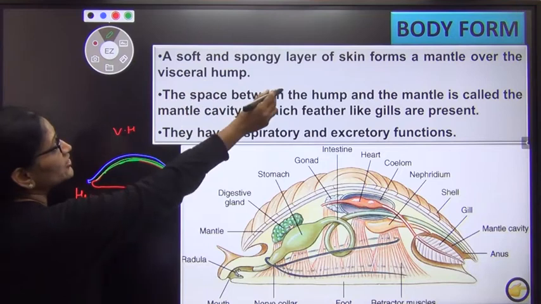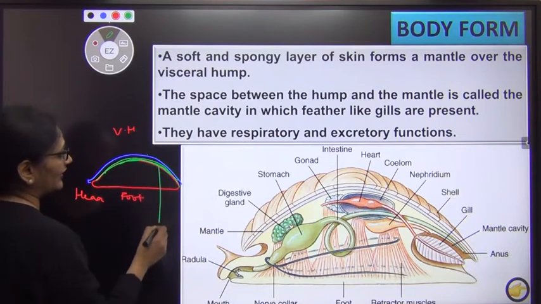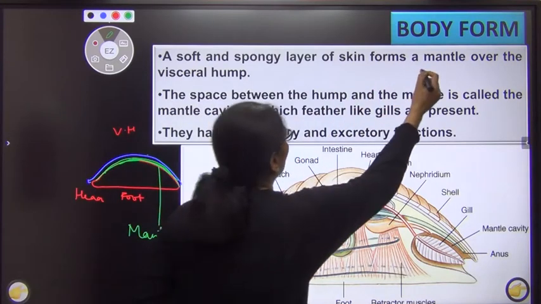This spongy layer of skin that is found between the shell and the body is called the mantle. ठीक है? This is called the mantle. See this, this forms a mantle.